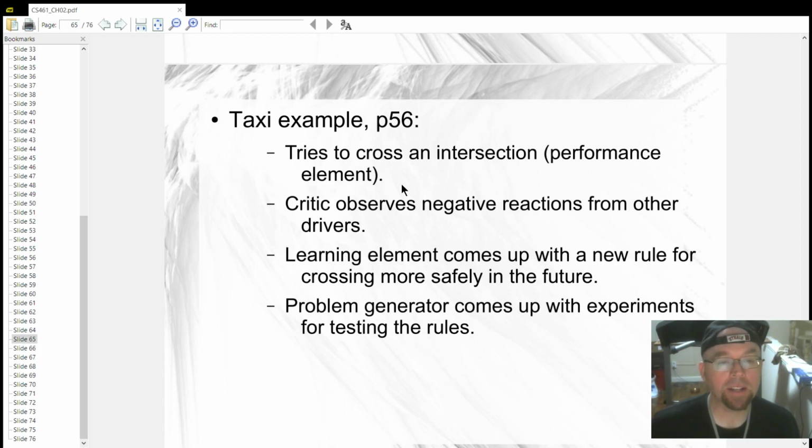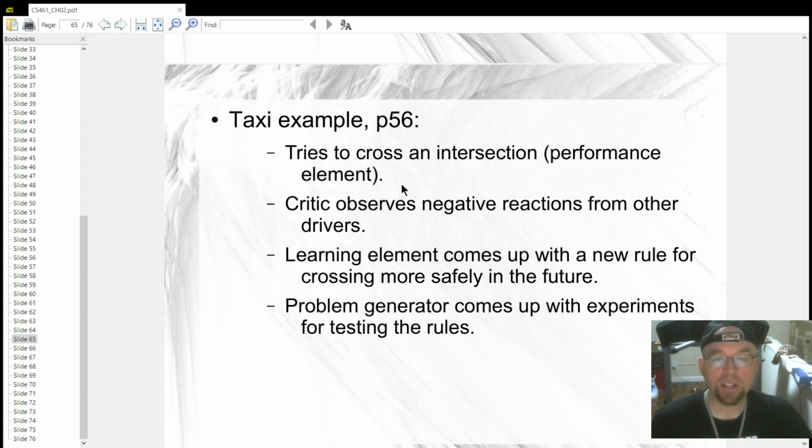Okay, the performance element makes the decision, says, all right, let's go into the intersection. Now the critic subcomponent could see that part of our percept sequence was that other drivers in the intersection were giving us various types of sign language, if you know what I mean. You know, letting their negative feelings be known. Well, in that case, the critic is saying, no, that was bad, right? That was a bad, bad, bad choice. That didn't work out very well.